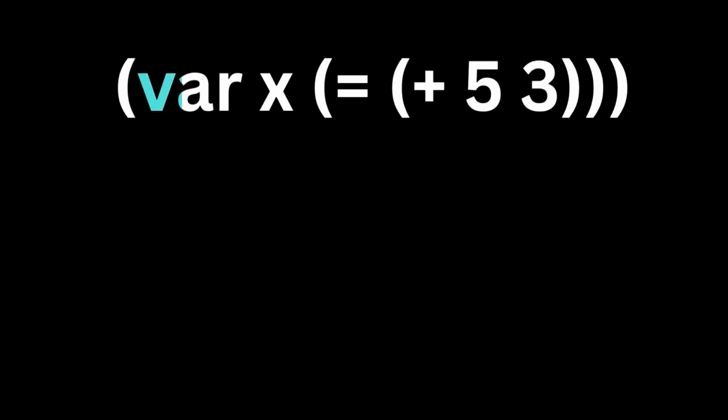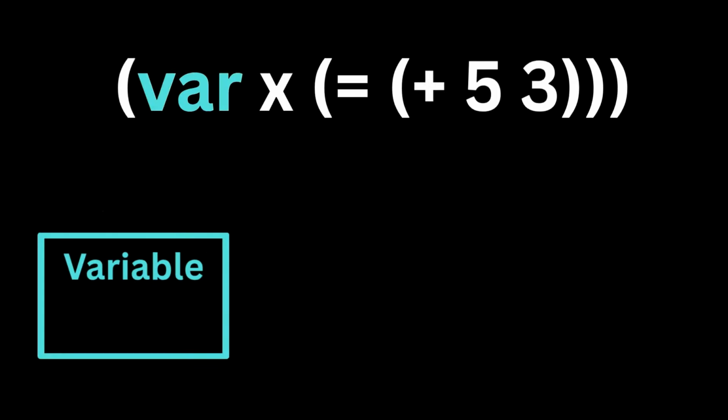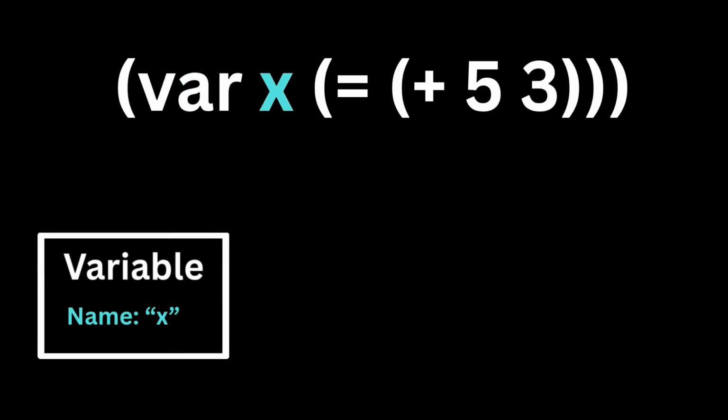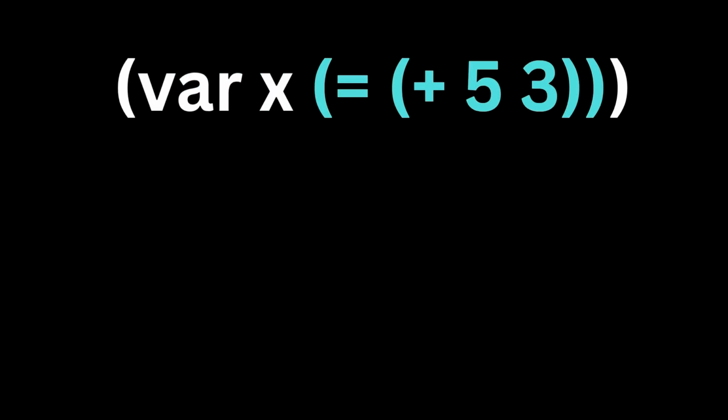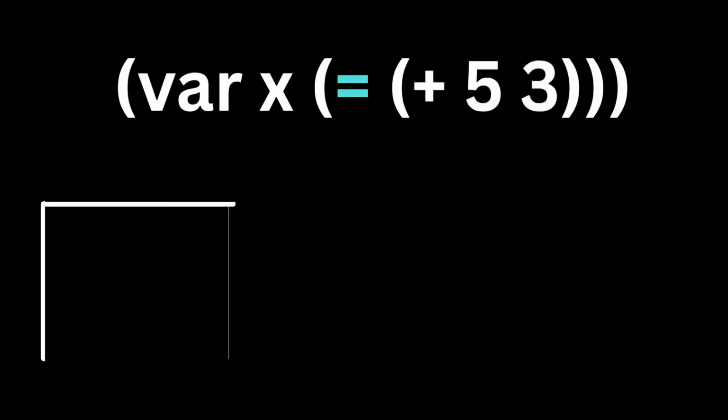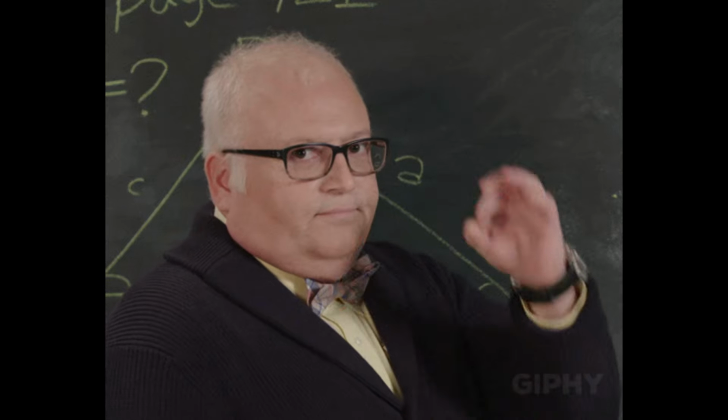The evaluator sees var, that means we are declaring a new variable. Next it sees x, that's the name of the variable. Then it sees this expression. It knows it needs to evaluate the expression on the right side first. So it adds 5 and 3, gets the result which is 8, and finally it stores the value inside the variable. That's the basic idea behind how you can build your own programming language.